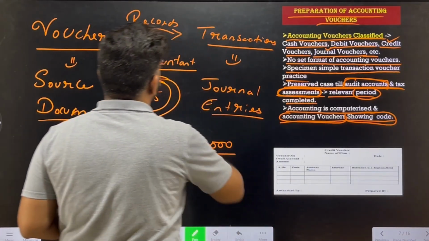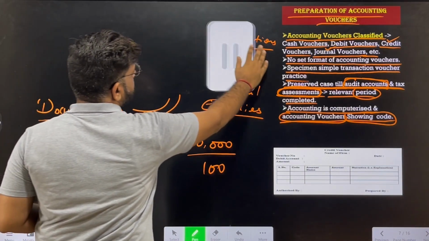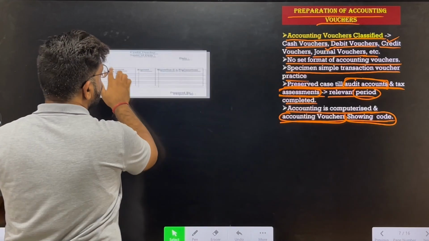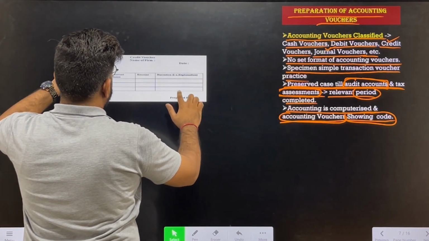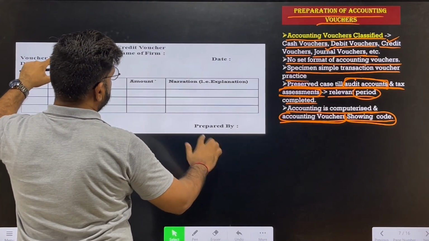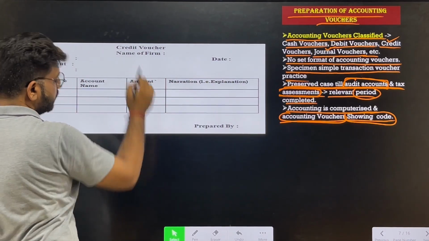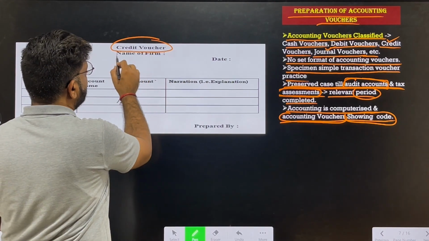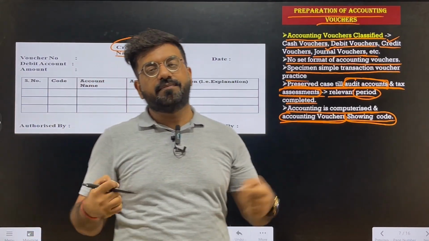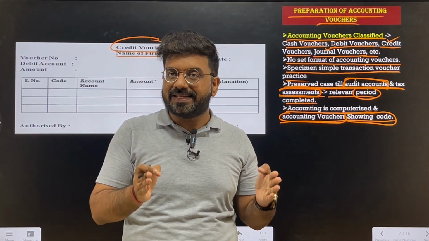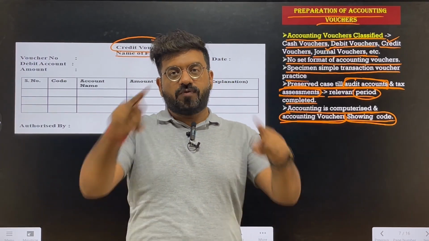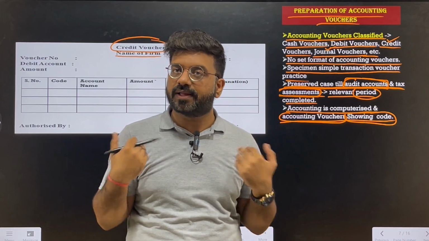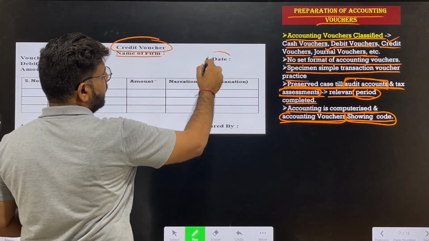Now we'll see the pro forma or the specimen for the vouchers. So basically, this is a voucher. Now, suppose this is a credit voucher. In the credit voucher, we have to write the name of the firm. Obviously, I am the business owner of XYZ Traders. So the first thing which a source document will have is the name of the company, that is the name of our company. Okay. And the second one is the date.